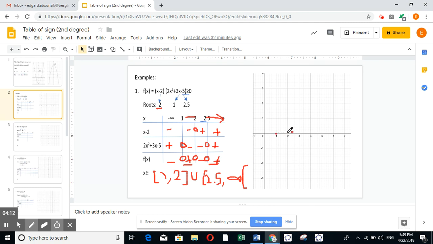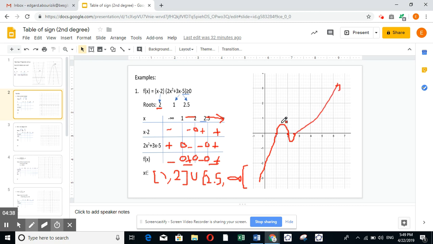I have a root at 2 and I have a root at 2.5. Before the 1, the curve is down. Then between 1 and 2 it's up, and from 2 till 2.5 it's down. Then at 2.5 it's a root, as you can see here.